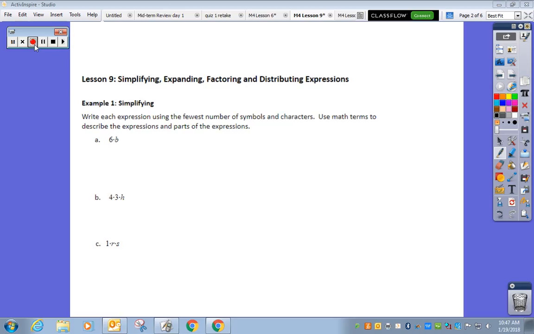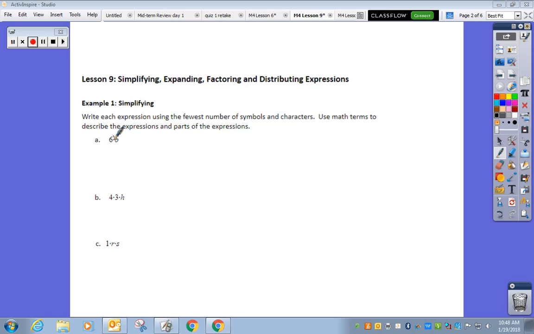So notice in the directions it says to write each expression using the fewest number of symbols and characters. Use math terms to describe the expressions and parts of the expressions. So letter A shows us that we have 6 times b. To simplify this, it just means that we can take out any symbols that are unneeded. We can do any multiplication that we can actually do. We would do all of these things.